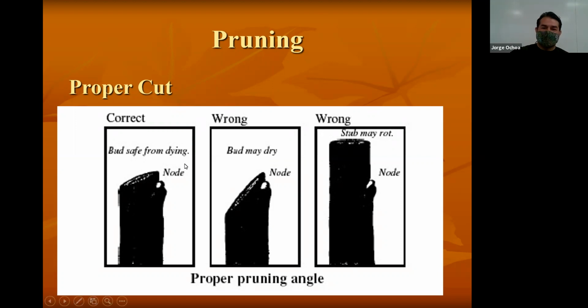So the one on the left is correct. Here's the node, and the one in the middle, it's just cut way too much. So that branch or that little node is not going to have enough footing, or the branch is not going to be strong. And this one was cut way too high. So now you have a stub that will die back. And when it dies back, now it's an entryway for problems, pathogen diseases, and a bunch of other things.